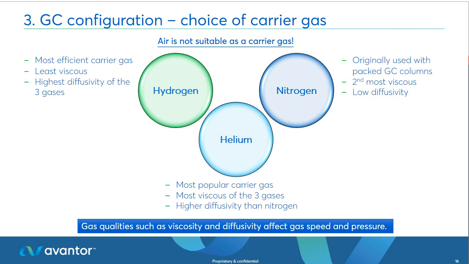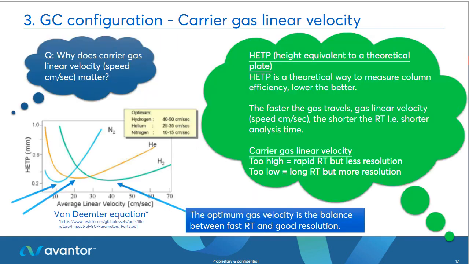So why does the carrier gas linear velocity, the speed the gas travels in centimetres per second, matter? The faster the speed, the faster the retention time. When we look at this diagram on screen, the Van Deemter equation, we can see nitrogen in the blue, and that has an optimum velocity of 10 to 15 centimetres per second. Helium is a bit faster, 25 to 35, and then hydrogen at 40 to 50.